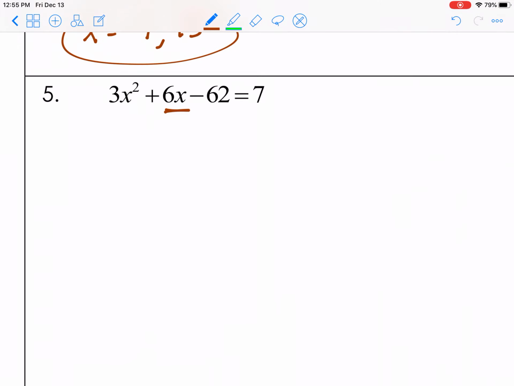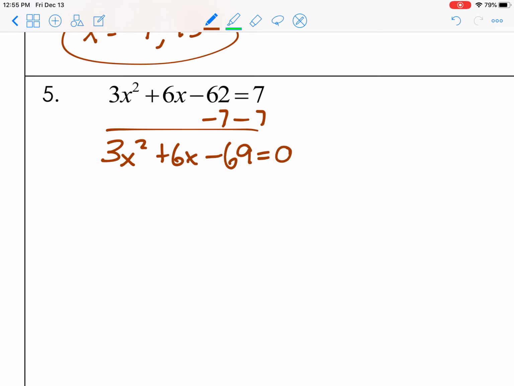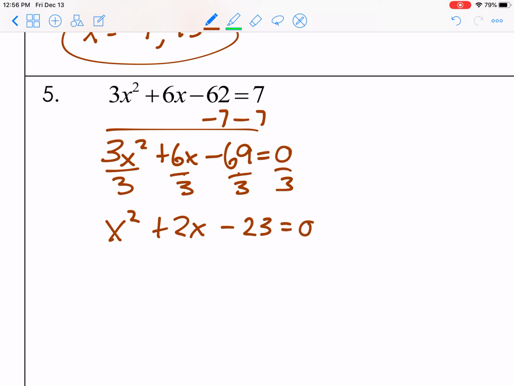Let's look at 5. We want to get this into standard form, so I will subtract 7 from both sides. We have 3x squared plus 6x minus 69 equals 0. Factoring is easiest if we've removed all greatest common factors, and all of these terms are divisible by 3. So I'm going to go ahead and divide them all by 3. Now, if it ends up not being a good candidate for factoring, having divided by 3 is not going to negatively impact any other way that we might solve it. It would still be fine.